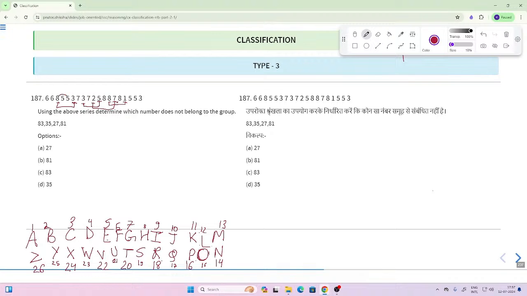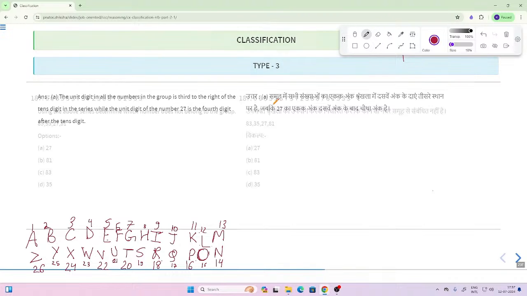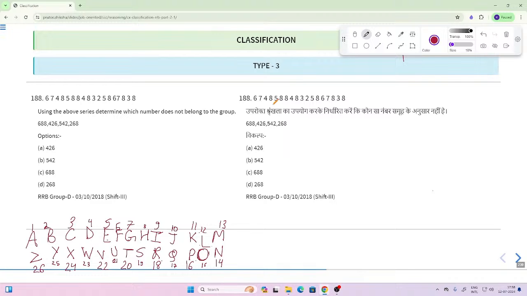There's a 2-unit difference here, a 2-unit difference here, a 3-unit difference here, and another 2-unit difference here. This is the only one which has a 3-unit difference. Hence, I would say that the number 27, which has this 3-unit difference in the pattern, is the odd one out. Option A, 27, is the odd one out because it's the 4th digit instead of the 3rd, as I said. Perfect.